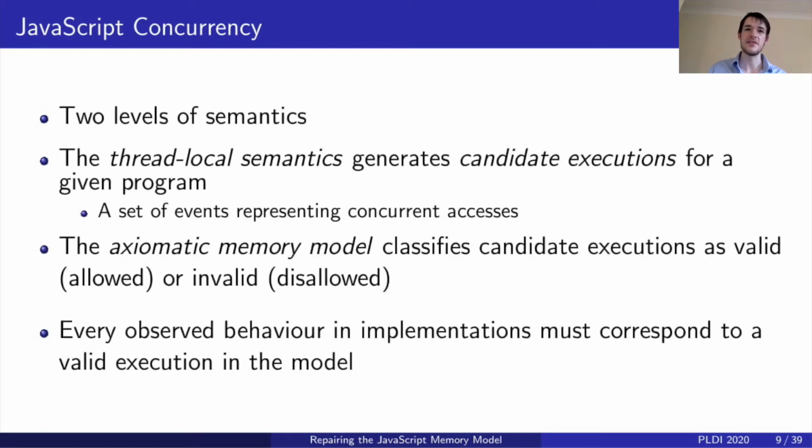The second level of semantics is the axiomatic memory model. This looks at the set of events generated by a given execution of the thread-local semantics. This set of events, together with ordering constraints derived from the thread local execution, is called a candidate execution and is classified as either valid or invalid. At the top level, the specification states that a correct implementation of the language must only exhibit behaviors which correspond to valid executions in the model.